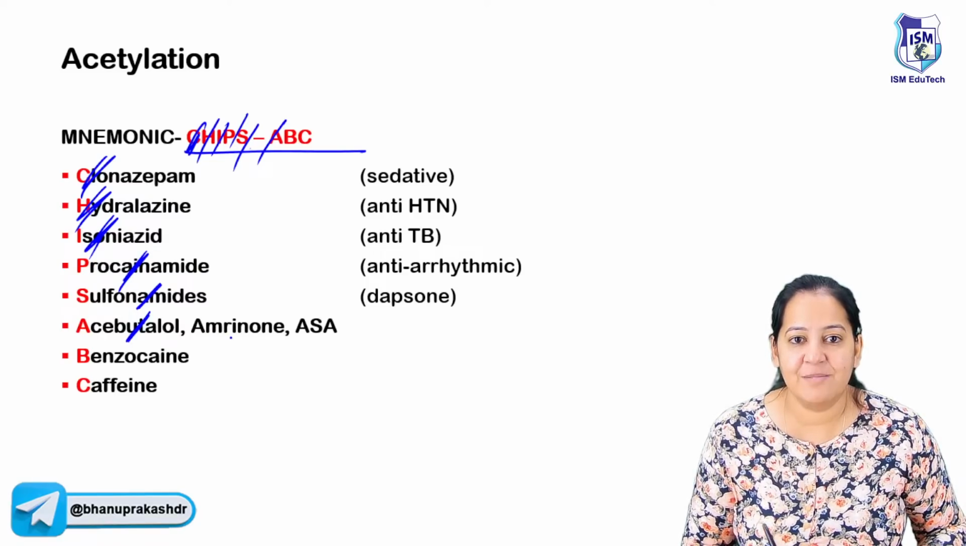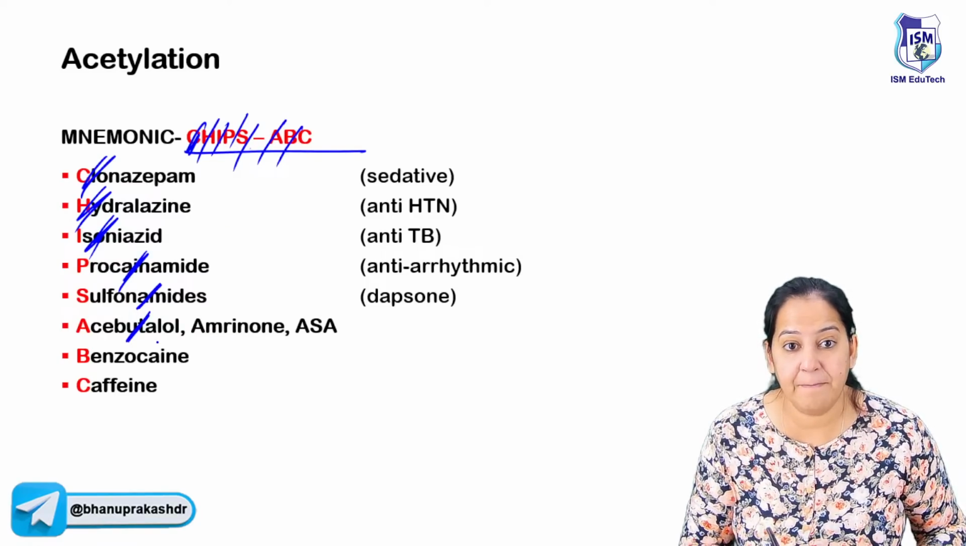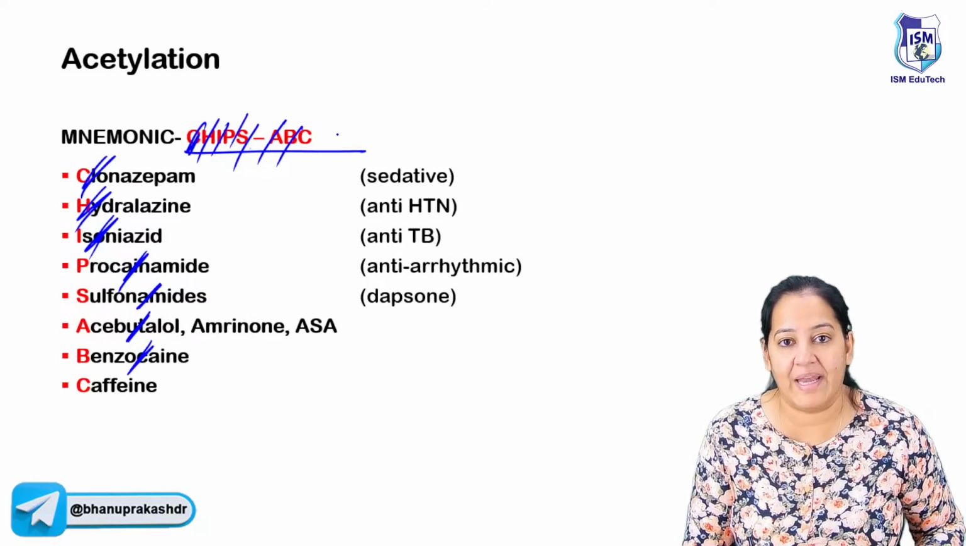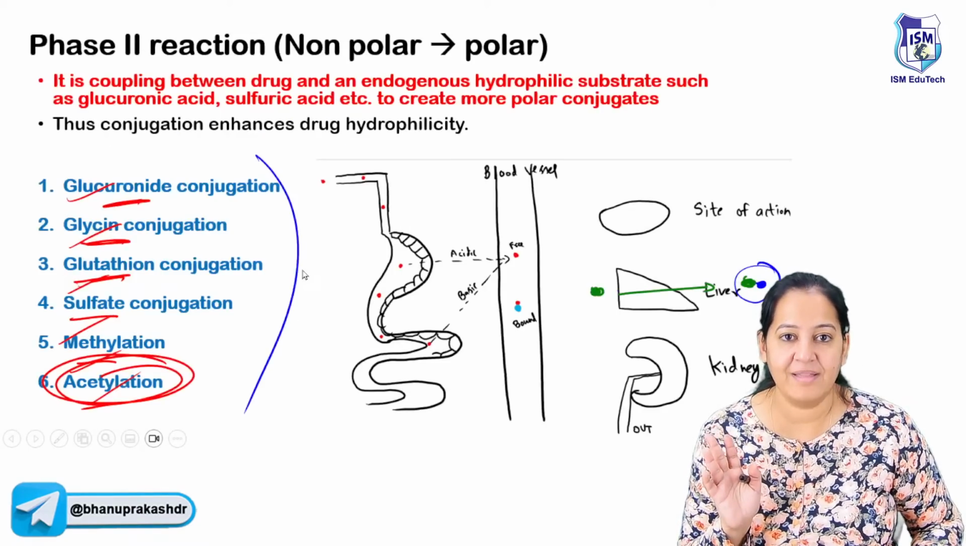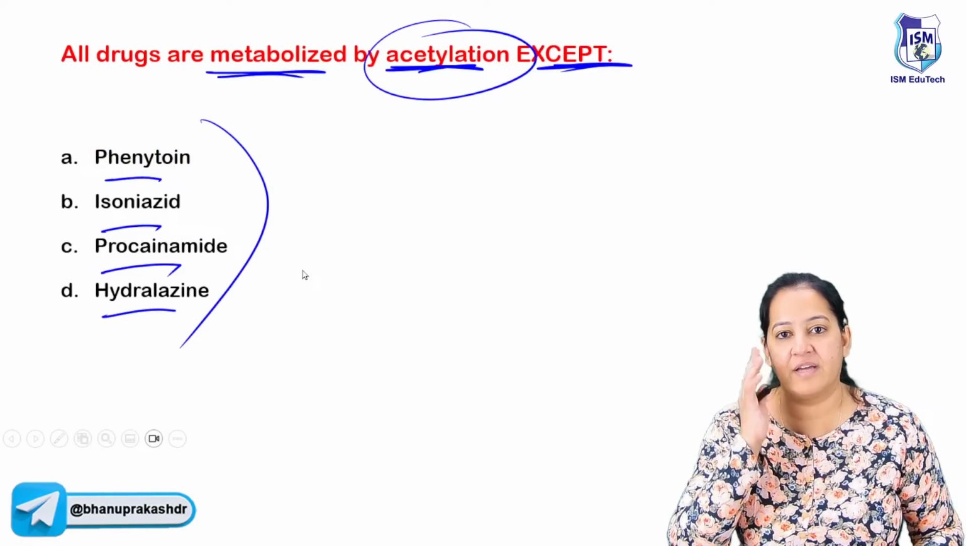A is acebutolol. It is a beta blocker. B is benzocaine, and C is caffeine. So please learn, CHIPS ABC is the mnemonic. Now apply this mnemonic on your question. We are done. Read the question.